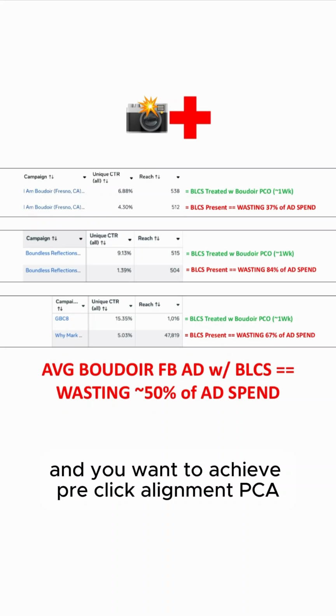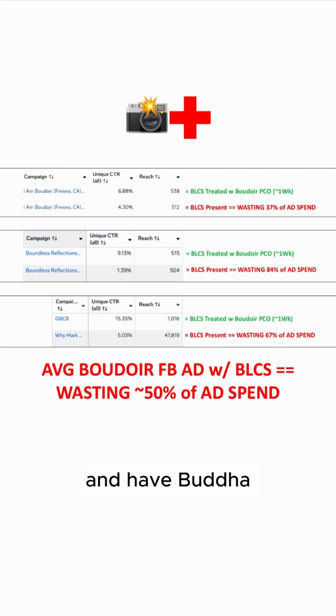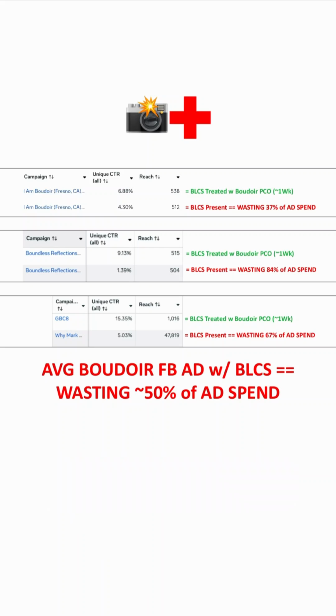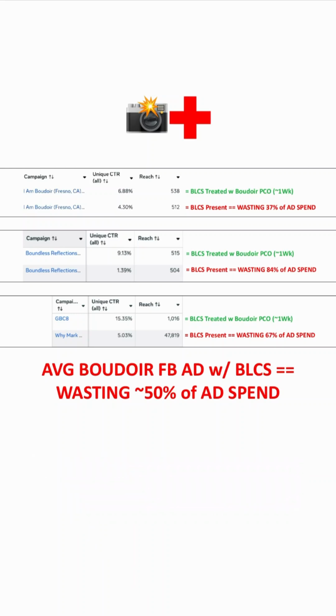And you want to achieve pre-click alignment, PCA, become a dominant boudoir advertiser, and have boudoir brain entry boost in your boudoir Facebook ads, because you need that on your way to become the number one boudoir photographer in your city.